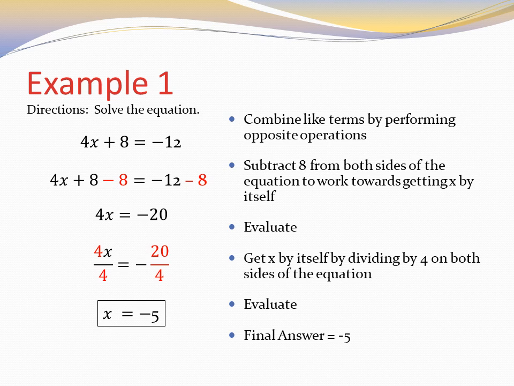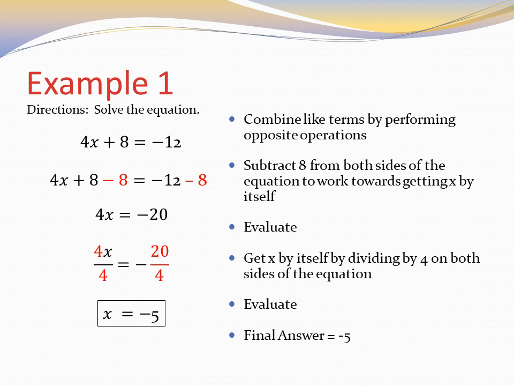So now we have the same issue. We want to get the x by itself. So the 4 is being multiplied by x. So in order to get rid of the 4, we must do the opposite operation. So since it's multiplied, we divide. So we divide now on both sides of the equation by 4. So then you can rewrite as 4x over 4, or divided by 4, equals minus 20 divided by 4.